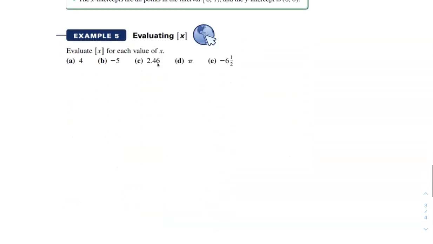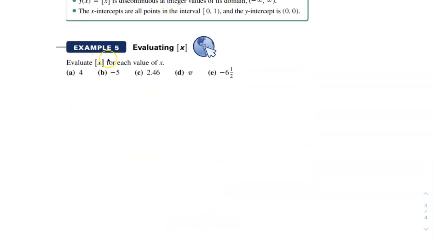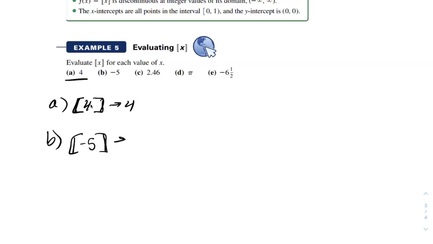So let's practice. We're going to evaluate each of these for the greatest integer function. So a, I'm going to figure out what this is of 4. Now the key thing is you round down. I have 4, that just rounds down to 4. B, again, I'm going to round that down, but that's a whole number. You just get -5. C, 2.46. Again, it's called a round down function or greatest integer function for a reason. We're going to round this down. That goes straight to 2.